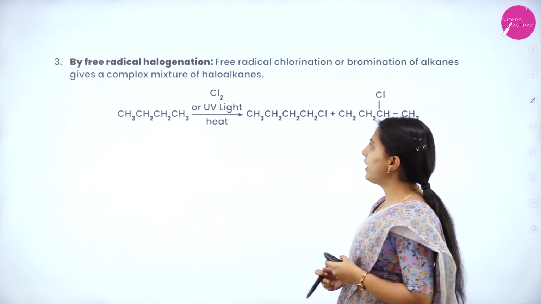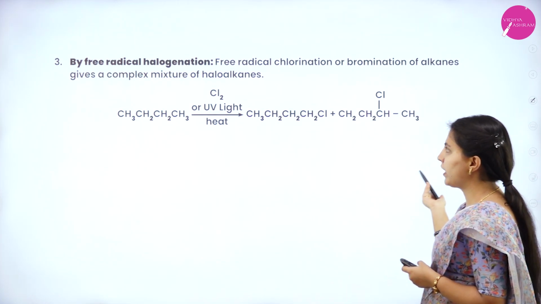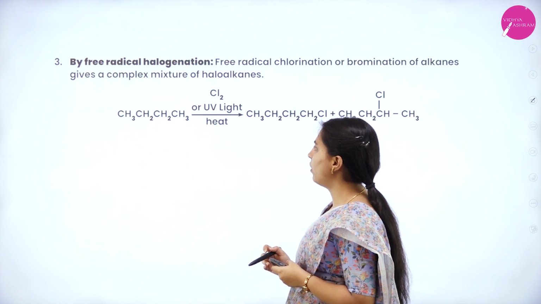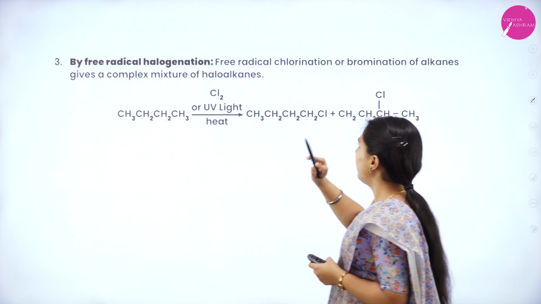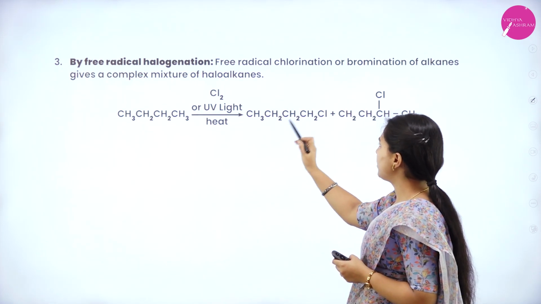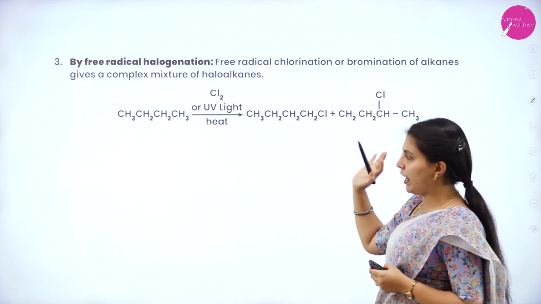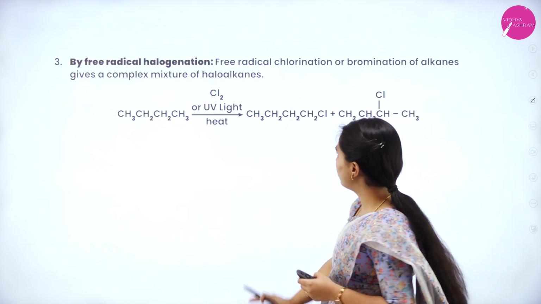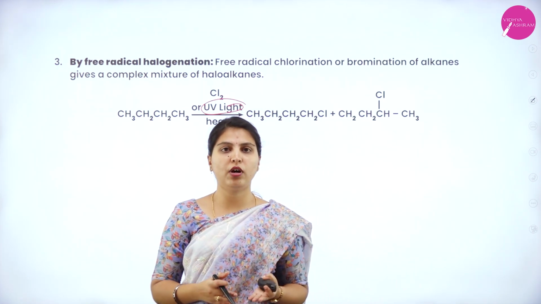Next, by free radical halogenation, free radical chlorination or bromination of alkanes gives a complex mixture of haloalkanes. Okay, this is free radical chlorination by using UV light. It will form CH3CH2CH2CH2Cl, and here free radicals will be formed by using UV light. These are the methods of preparation of haloalkanes.